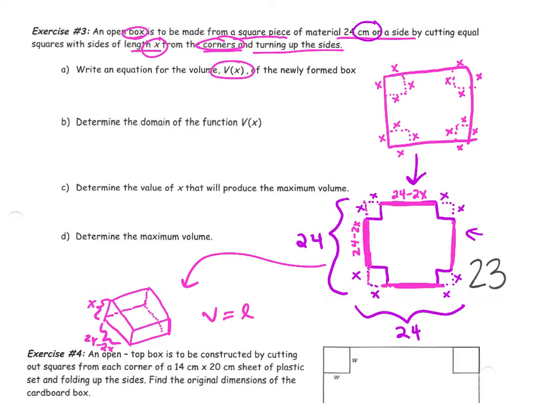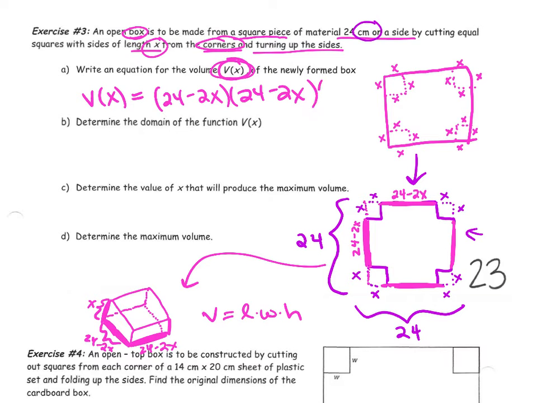Volume is length times width times height. So we have a length. We have a width, right? Length times width, which is also that 24 minus 2x, and a height of x. So we're multiplying all of these things. So that's our equation. Our volume, write it as V of x, that's what it told us to use, is going to be 24 minus 2x times 24 minus 2x times x. Length times width times height.